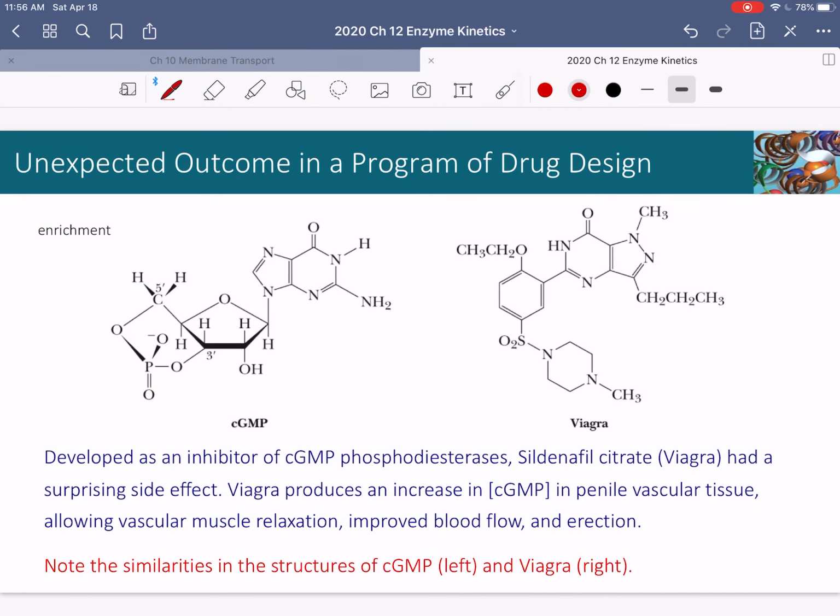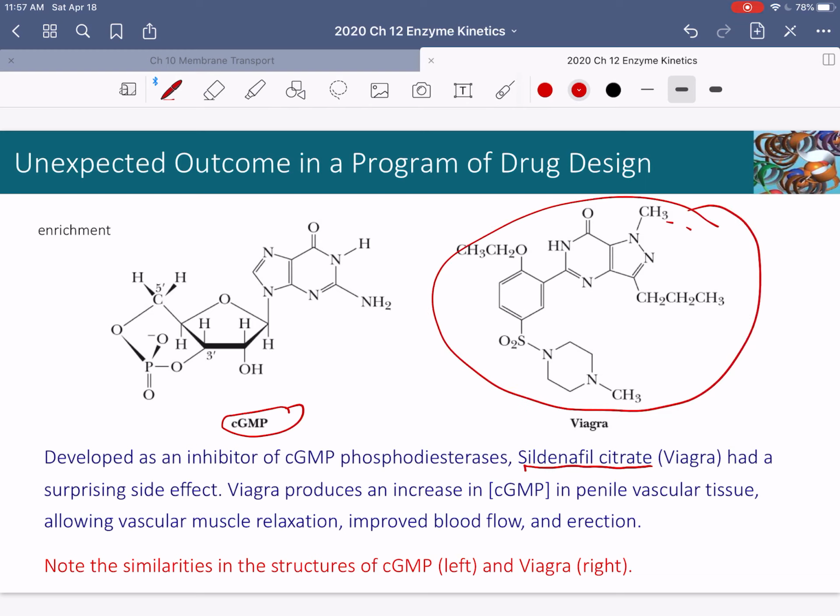So here's an example of a competitive inhibitor. Many inhibitors that are therapeutics are competitive inhibitors. They resemble the transition state for the enzyme, and so they bind the active site. This one is a cyclic GMP phosphodiesterase inhibitor, sildenafil citrate, which is meant to resemble the substrate. So the cyclic GMP is the substrate for this phosphodiesterase.